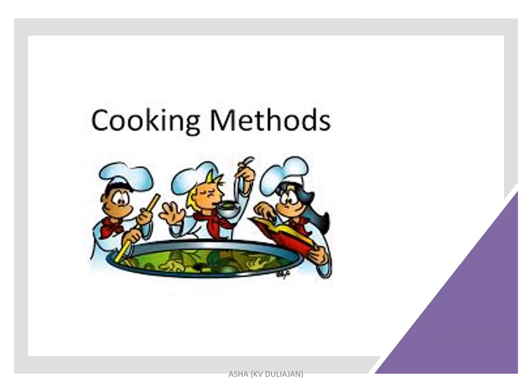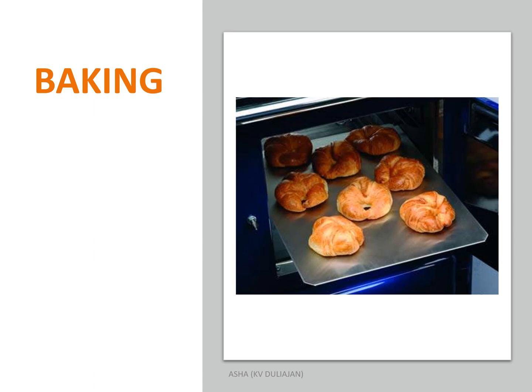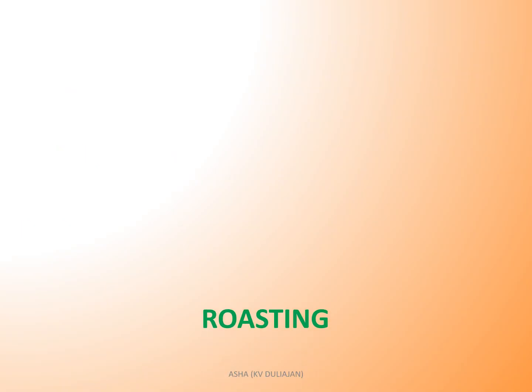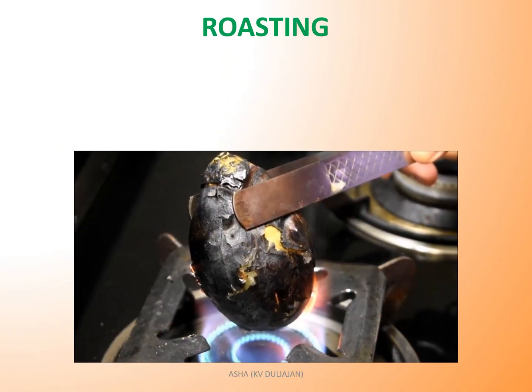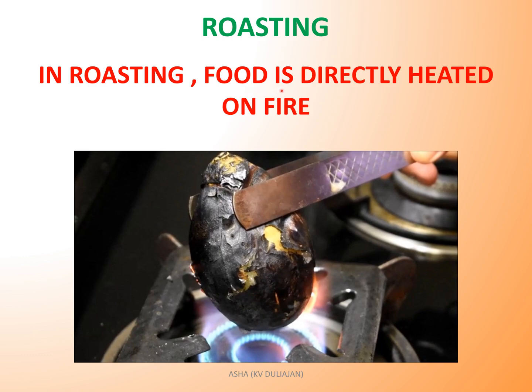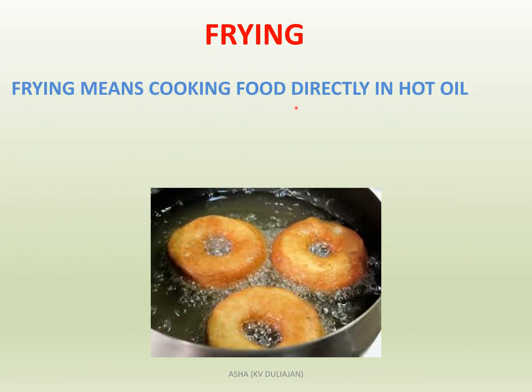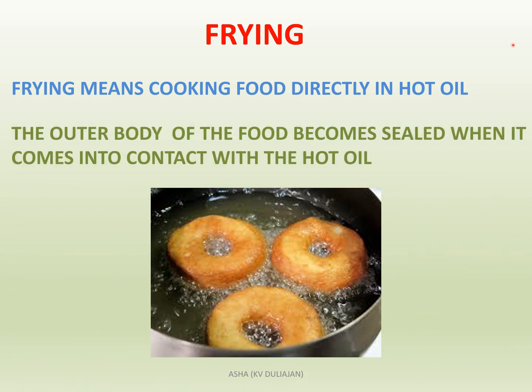Let us discuss some cooking methods. First one is baking. Baking is done by using dry heat in closed environment, usually an oven. Now roasting. In roasting, food is directly heated on fire. Frying. Frying means cooking food directly in hot oil.